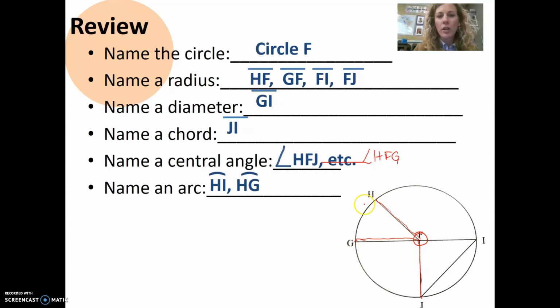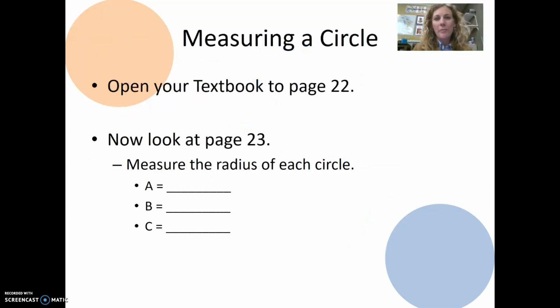And then if we're going to name an arc, we're looking for an arc on the outside, on the circumference of the circle. So two examples would be arc HG and arc HI. Okay, so that's all from yesterday. There's a whole video on that. You guys can look it up.